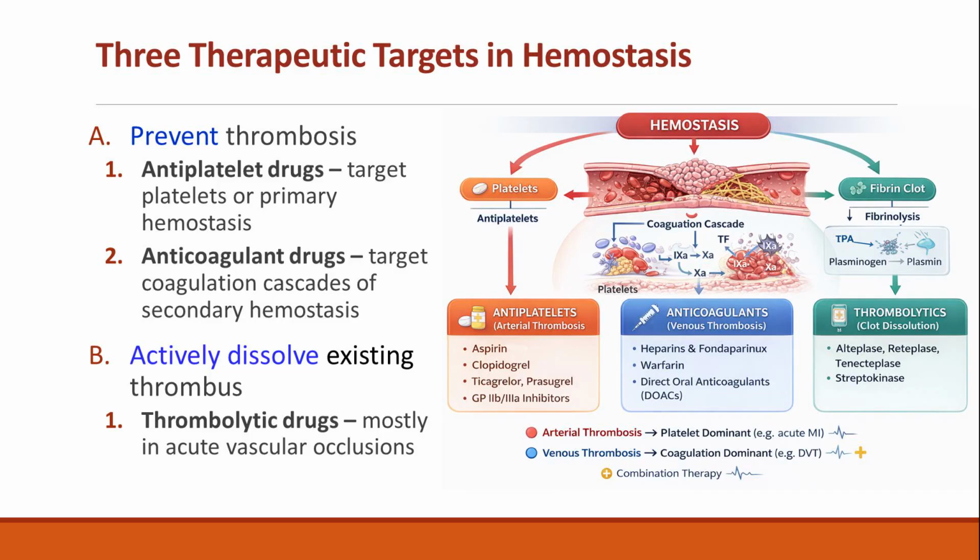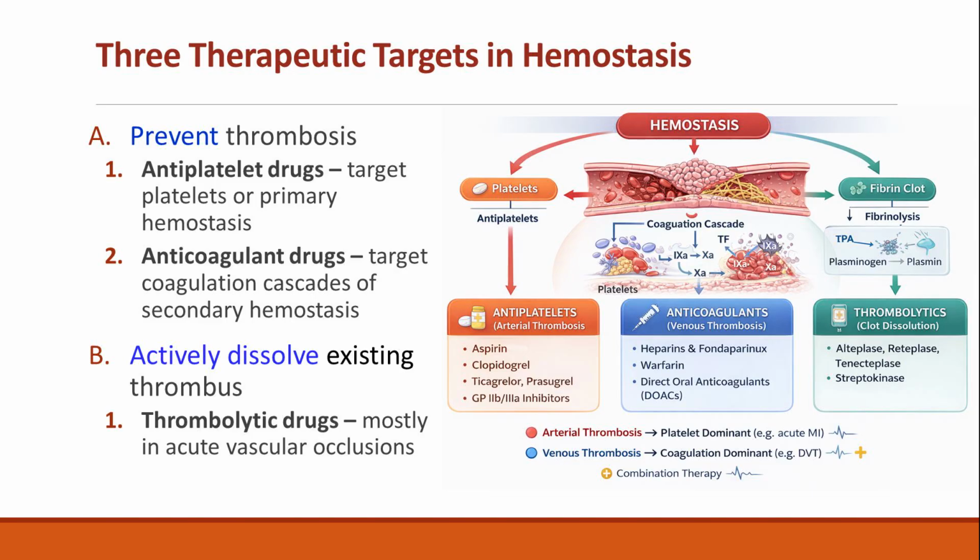In arterial thrombosis, such as acute myocardial infarction, platelet activation and aggregation play the dominant role. Therefore, antiplatelet drugs form the cornerstone of therapy. In contrast, venous thrombosis, such as deep vein thrombosis, is primarily driven by activation of the coagulation cascade, or secondary hemostasis. In these situations, anticoagulants are more effective.